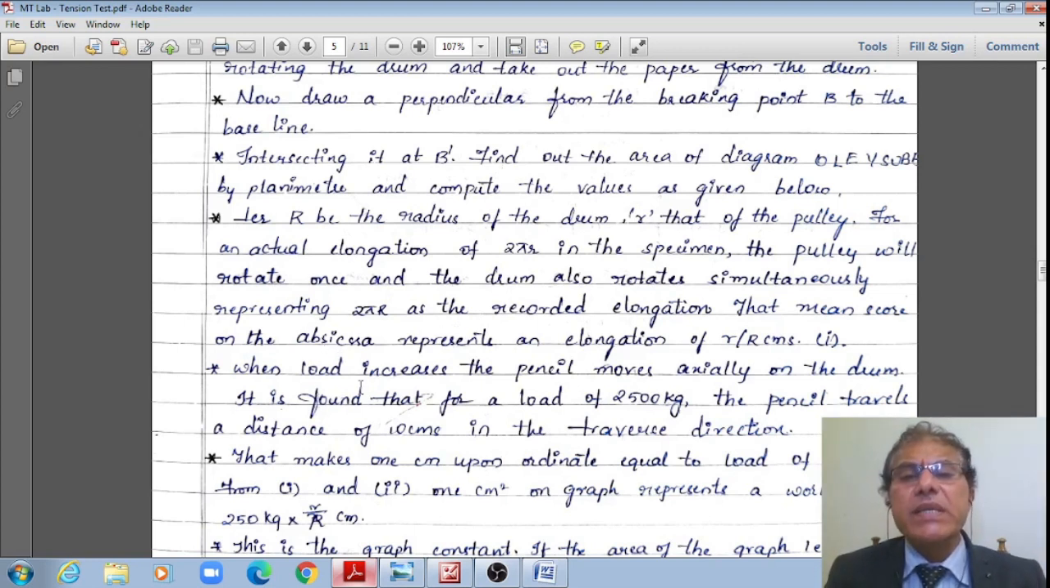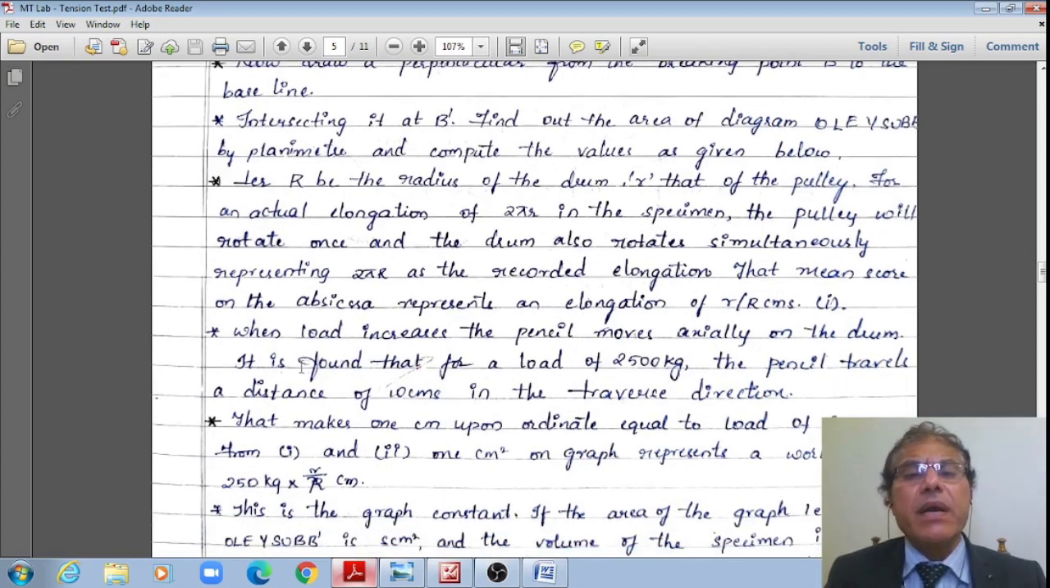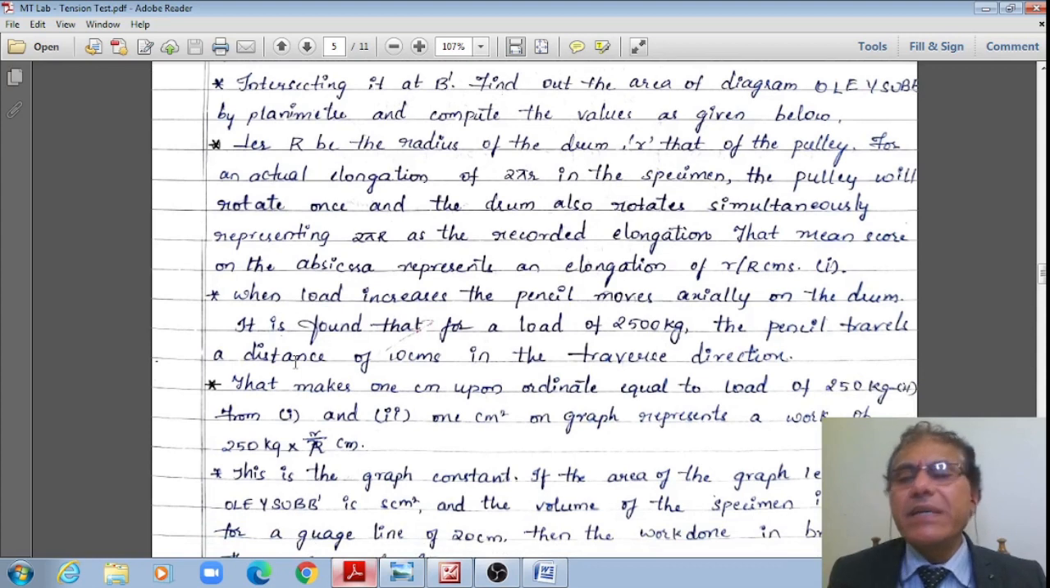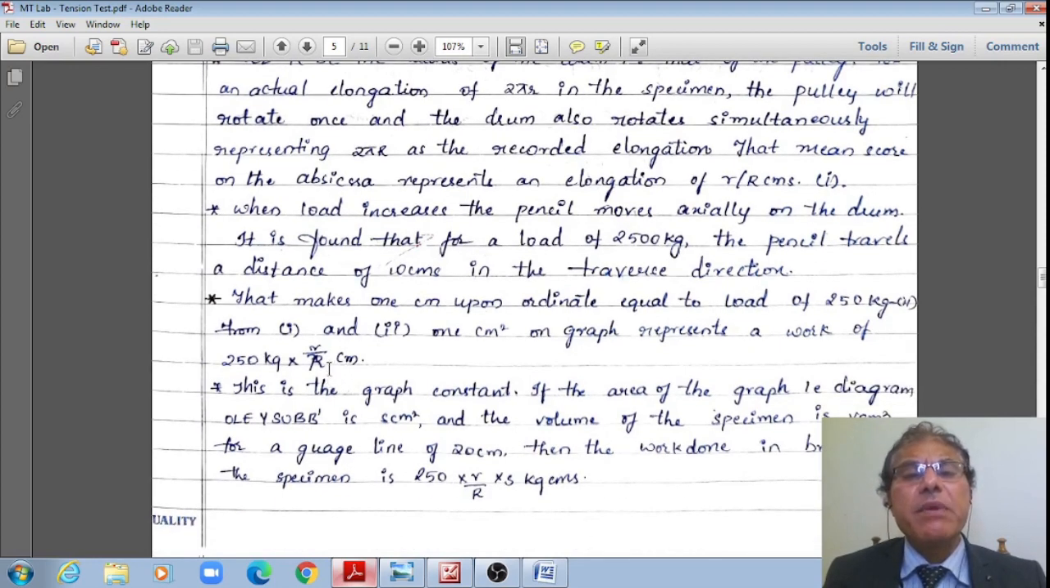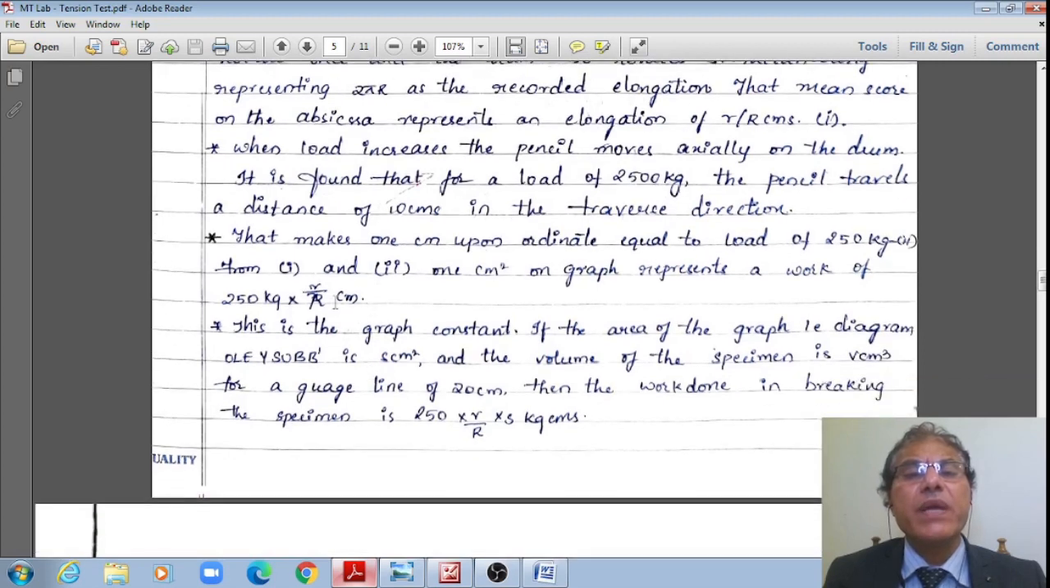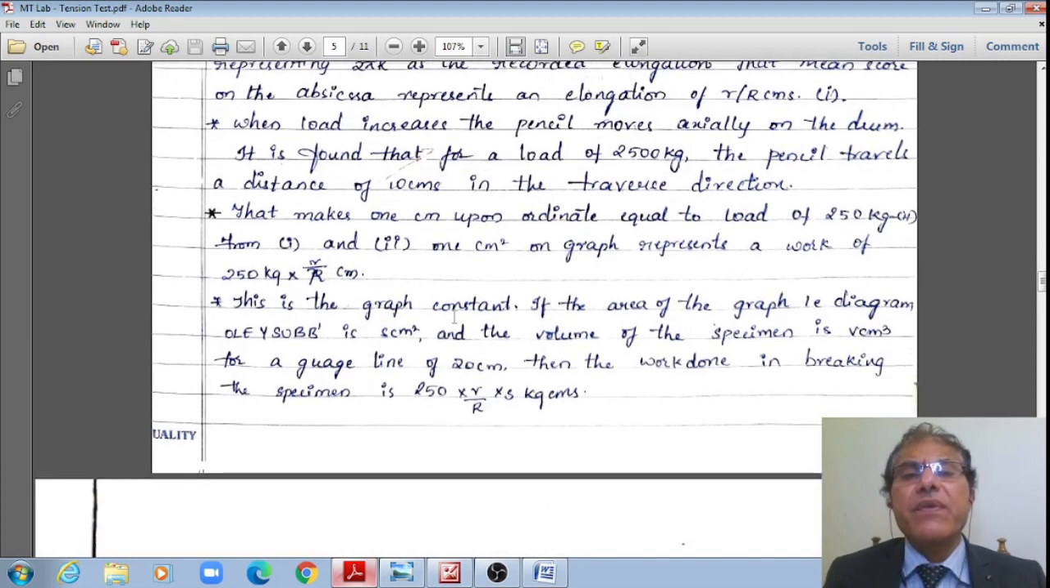Now when the load increases, the pencil moves axially on the drum. It is found that at a load of 2500 kg, the pencil travels a distance of 10 centimeters in the transverse direction. That makes 1 centimeter on the ordinate equal to a load of 250 kg. So 1 centimeter on the graph represents a work of 250 kg multiplied by r by R centimeter. That is, 250 r by R kg centimeter of work is being done. This is the graph constant.